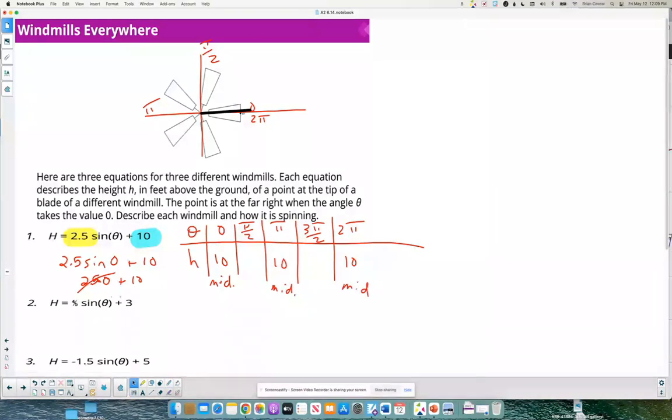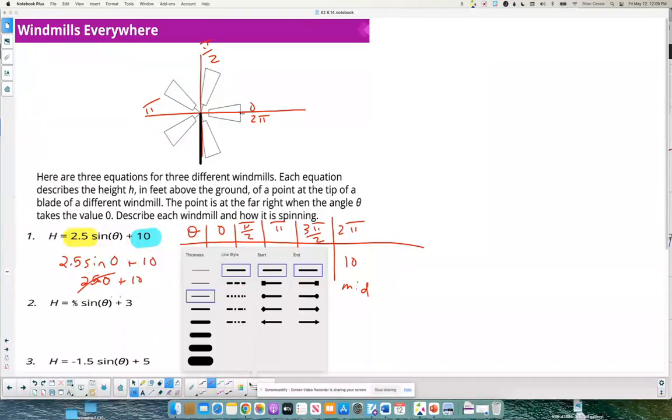Now, up here at the top, I'm going to add another 2.5 onto the 10. So that would be 12.5. Down here at the bottom, I'm going to subtract 2.5. So that's going to be at 7.5. And so this would be the bottom.